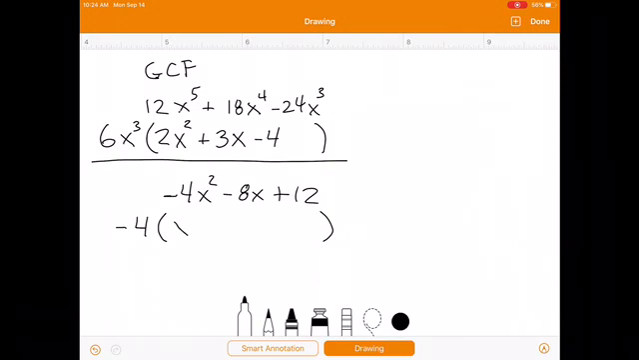Okay, so leaving behind just the x squared from the first term. Now again, think what times negative 4 would give me a negative 8. That's going to be a positive 2. The x is still there. And then negative 4 times a negative 3 would give you that 12. So this here is just factoring out the GCF.